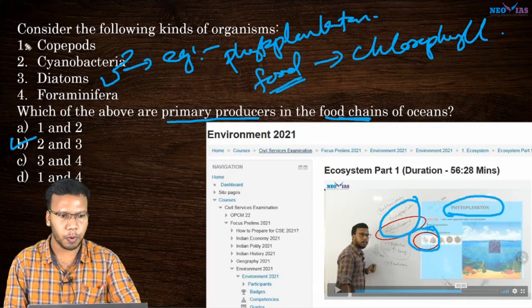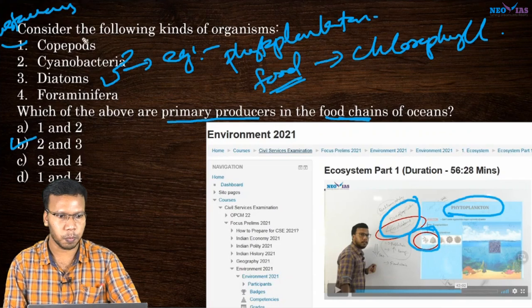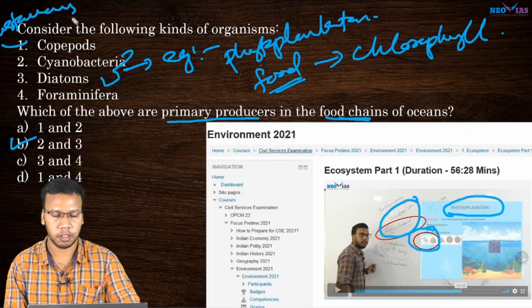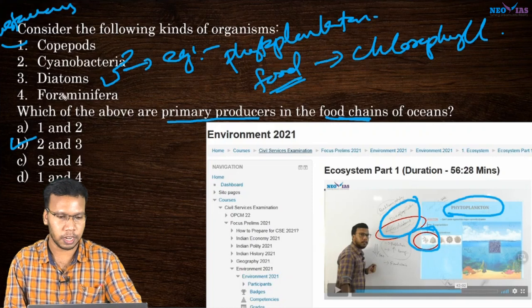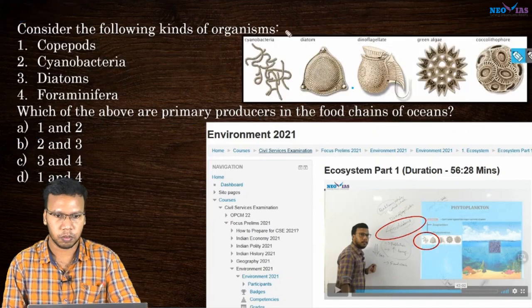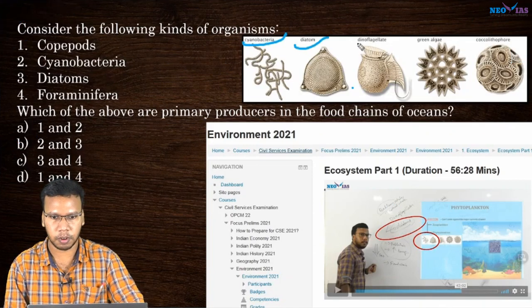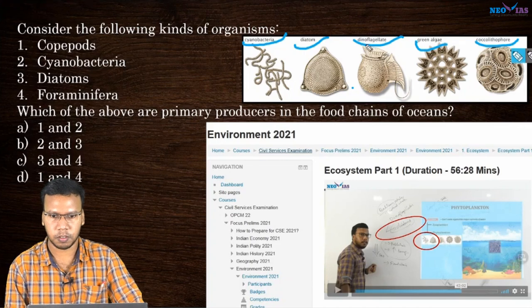And copepods are a kind of crustaceans. Copepods are small crustaceans found in the aquatic ecosystem, both in freshwater and marine water. You know about crustaceans, right? Prawns, crabs, krills are examples of crustaceans. So copepods are also a kind of crustacean. So they are not producers. And foraminifera is a single celled organism, right? So only cyanobacteria and diatoms are the primary producers here. Examples of phytoplanktons: cyanobacteria, diatom, dinoflagellate, green algae, coccolithophore. Out of these, diatom and dinoflagellates are the major types of phytoplanktons.